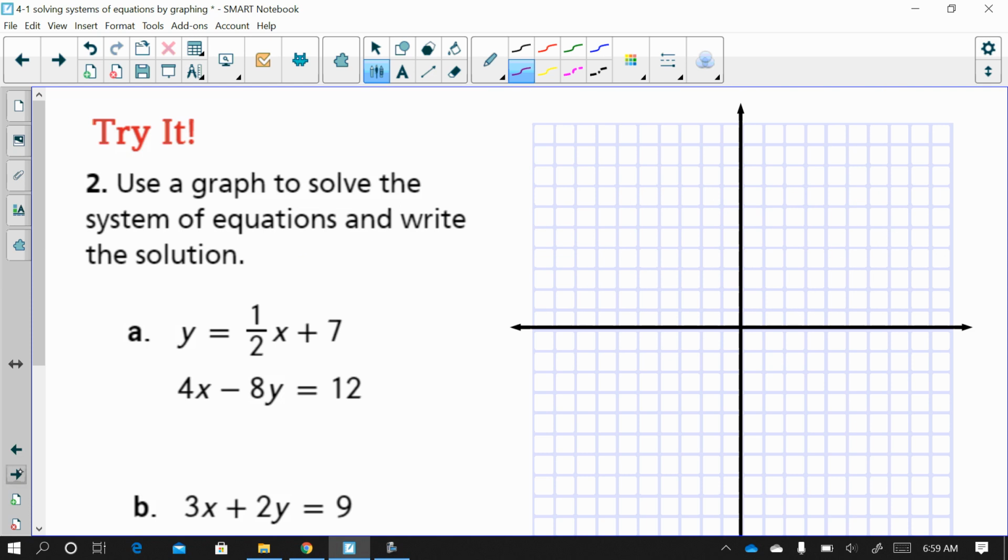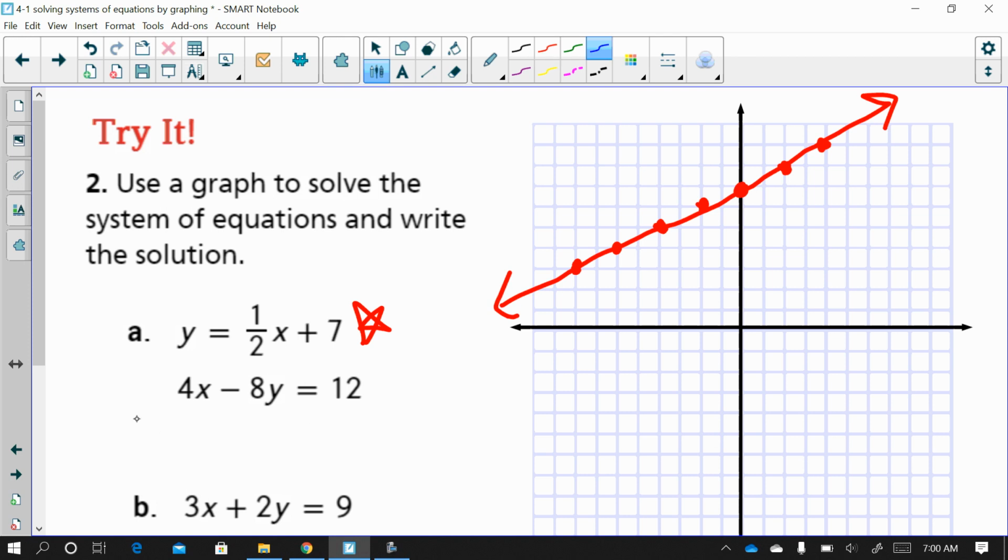Okay, your turn. Pause the video, try letter A, please. Okay, so 1/2 x plus 7. 1, 2, 3, 4, 5, 6, 7. Up 1 over 2, up 1 over 2, or down 1, left 2. Okay, connect the dots. Okay, this one I'm going to do in blue.